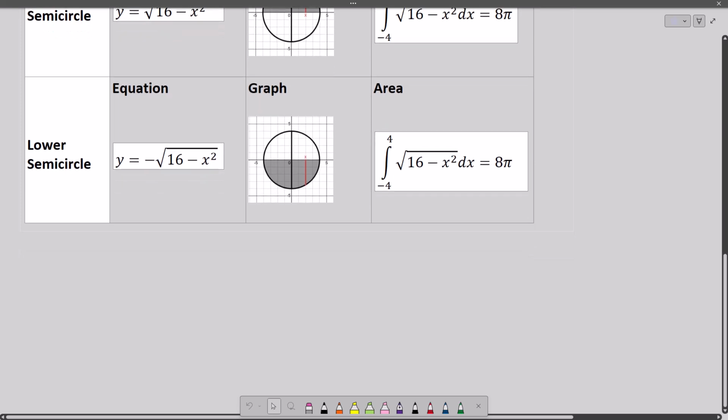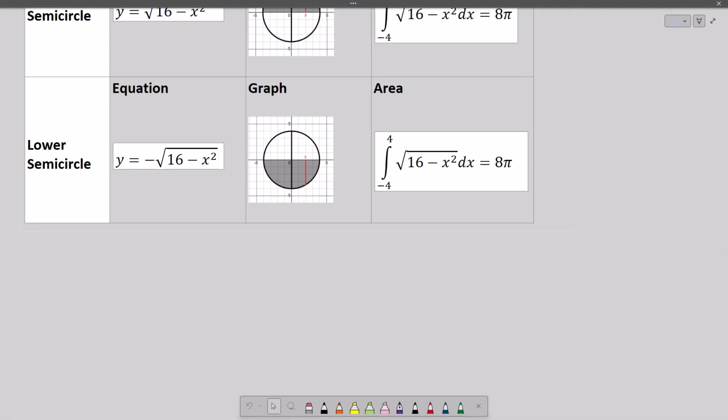So this is a circle of radius 4. The equation for the lower semicircle, we have the negative there. But then over here, for area, I do not have the negative there. Can anyone tell me why there is no negative in front of that square root? You can't have negative area. You definitely can't have negative area, but what's the mathematical reason there's no negative there? That's a conceptual idea that area can't be negative.